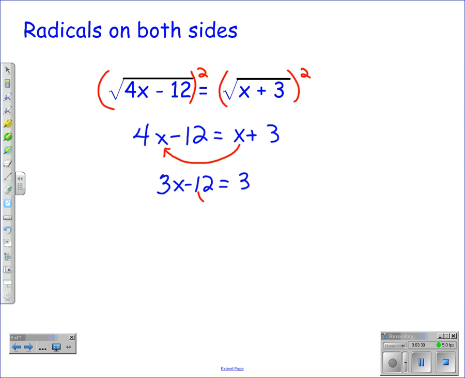And then let's move the negative 12 over to the other side so that we get our constants together, and that'll be 3x equal to 15. Finally, when we divide by 3, we find out x is equal to 5.